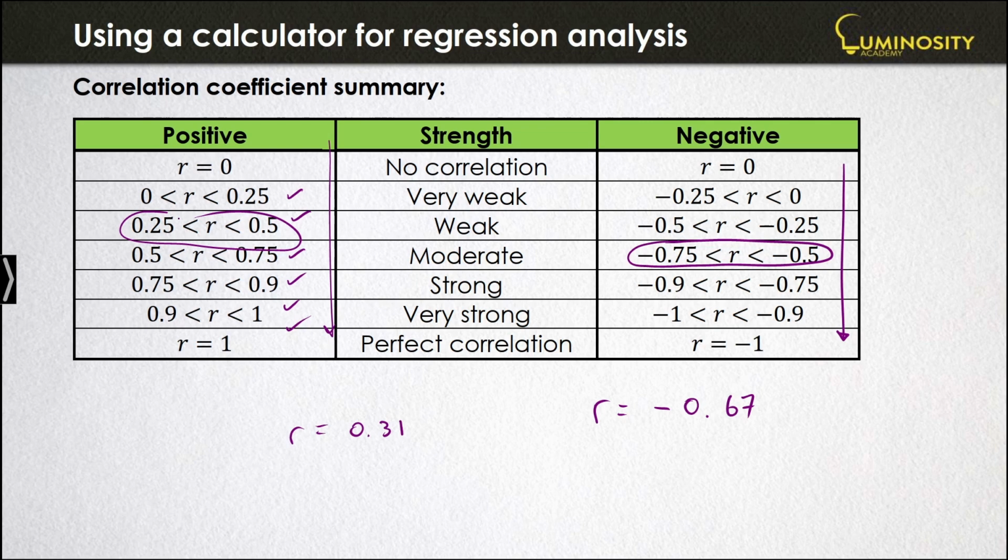Okay, so based off that correlation coefficient, we can make some sort of statistical suggestion based off that data to indicate the relationship between the two variables. Okay, so that's been using a calculator for regression analysis.